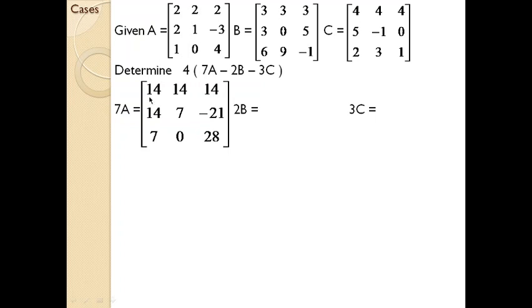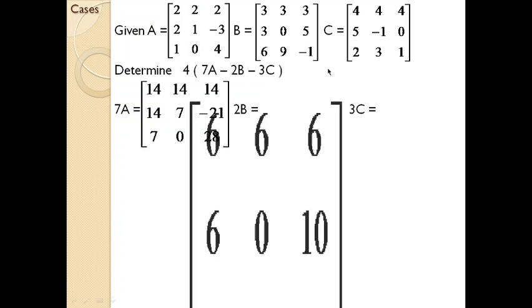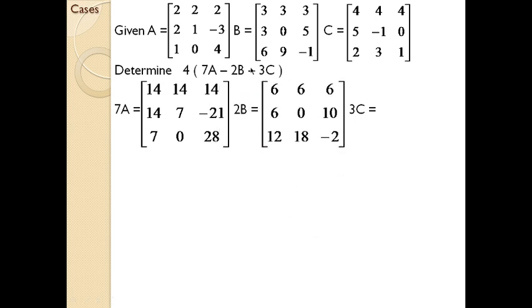So 7 into 2, 14, 7 into 2, 14, 7 into 1, 7, 7 into minus 3, minus 21, 7 into 1, 7, 7 into 0, 0, and 7 into 4, 28. So now we have the matrix 7A. Likewise, you have to find 2B as well as 3C. 2B is also a similar situation.